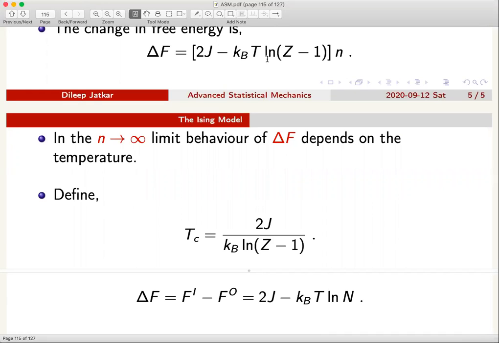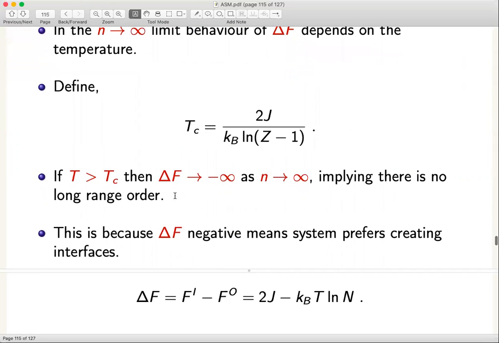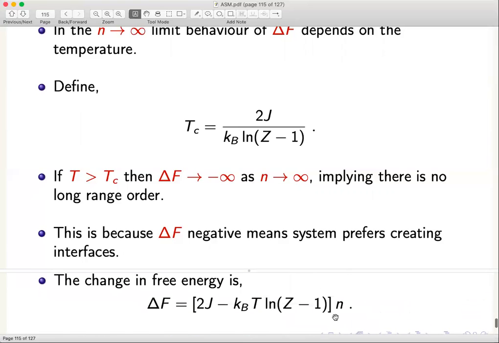Now you see that if you take the n going to infinity limit, if T is less than Tc, then delta F is positive. And if T is greater than Tc, then delta F is negative. So that is the setup. If T is greater than Tc, delta F would be negative as n goes to infinity.